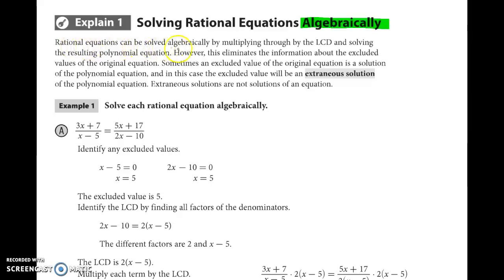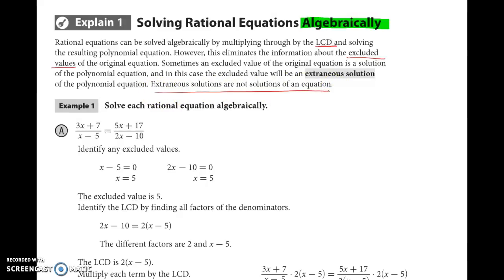Rational equations can be solved algebraically by multiplying through by the LCD and solving the resulting polynomial equation. However, this eliminates information about the excluded values of the original equation. Sometimes an excluded value of the original equation is a solution of the polynomial equation, and in this case, the excluded values will be extraneous solutions of the polynomial equation. Extraneous solutions are not solutions of an equation.